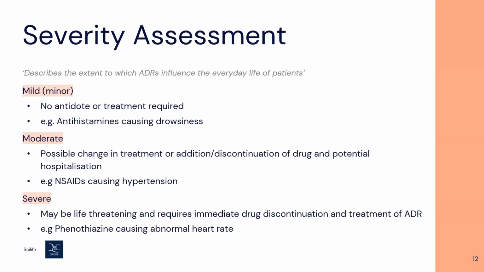The next step would be to determine the severity of the adverse reaction and how this may impact the daily life of patients. A reaction which is mild or minor in severity is one where the patient does not require an antidote or any specific treatment. An example would be a standard antihistamine causing drowsiness. However, this is usually made clear on the labeling.